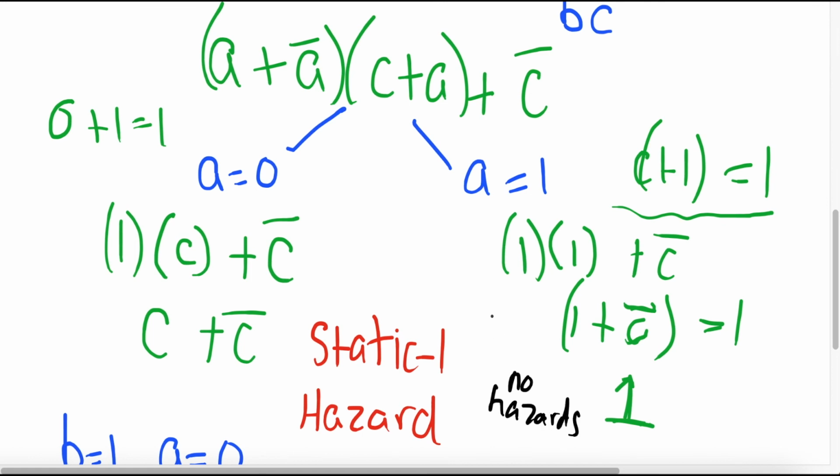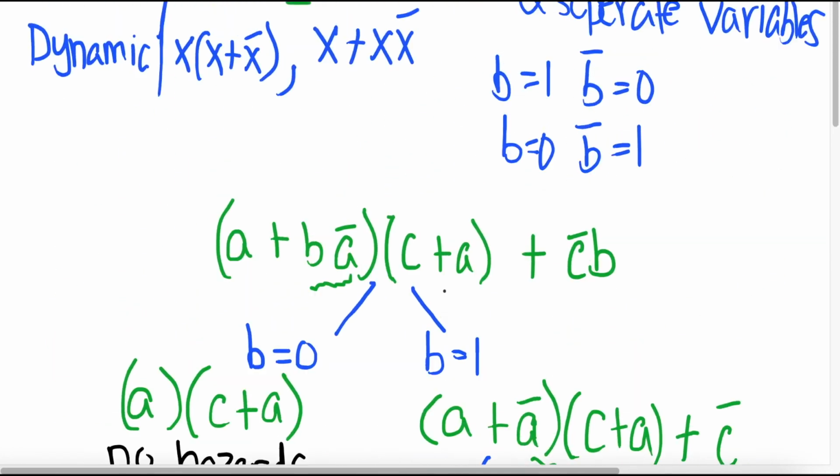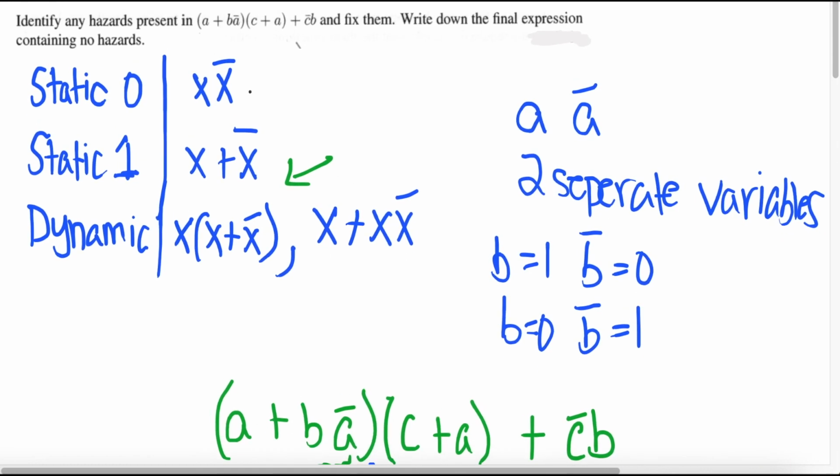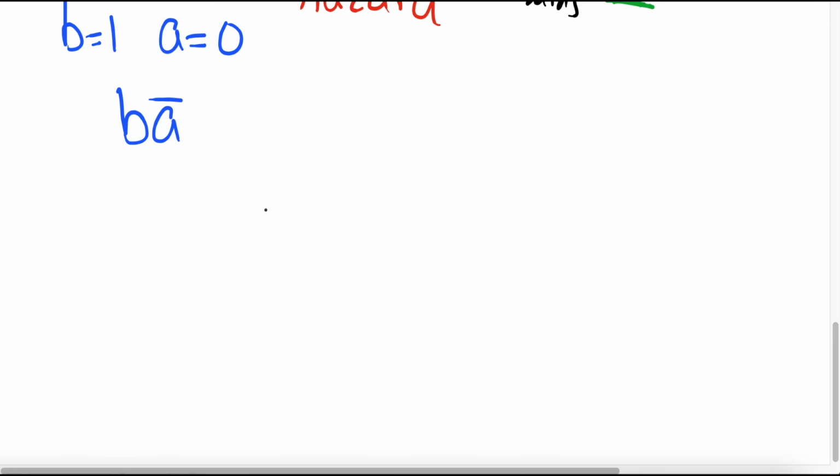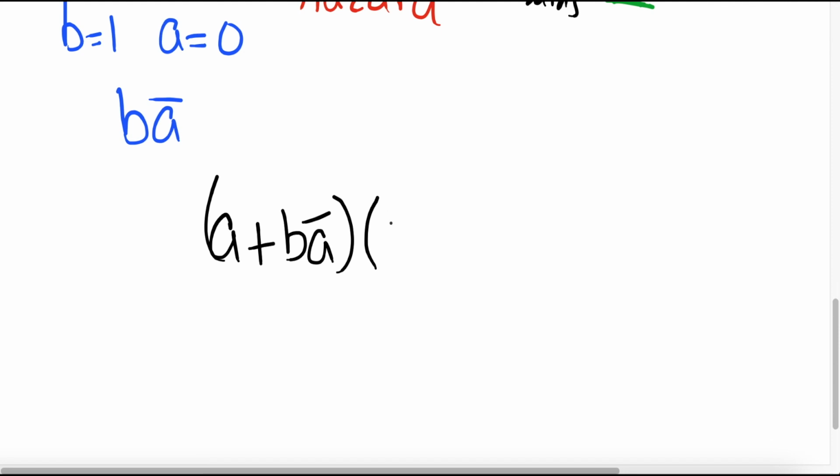Now, what is the final equation with no hazards in it? So we go back to the beginning, right? And we can see our first equation over here, right? So we can just copy that down. Let's go to the bottom and copy that down, right? So our final equation is going to be a plus b a bar ANDed with c plus a, ORed with c bar b bar, right?